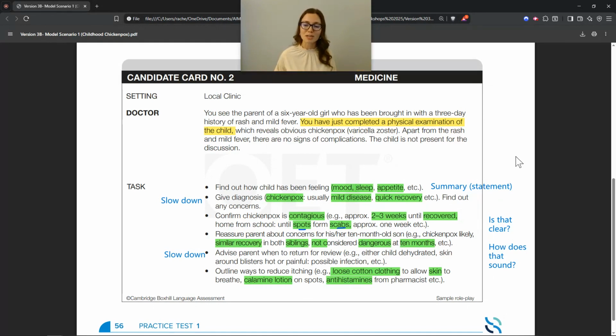So you'll see on the right side, I said, is that clear? How does that sound? And you'll hear our candidate use quite a few examples throughout when she is checking for understanding.